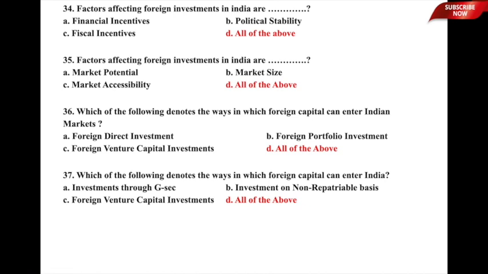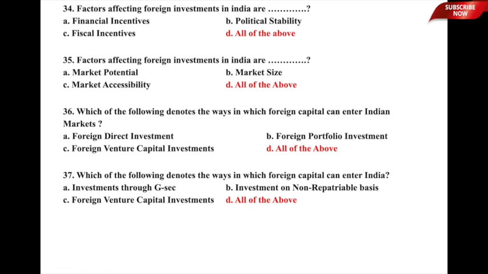Again, a similar sort of question. Which of the following denotes the ways in which foreign capital can enter India? And the underlying options are A, investments through government securities, B, investments on non-repatriable basis by NRIs and all, C, foreign venture capital investment, and D, all of the above. So here again option D, all of the above, is the correct answer, which talks about investments coming in a country through government securities, investments on non-repatriable basis, and also foreign venture capital.